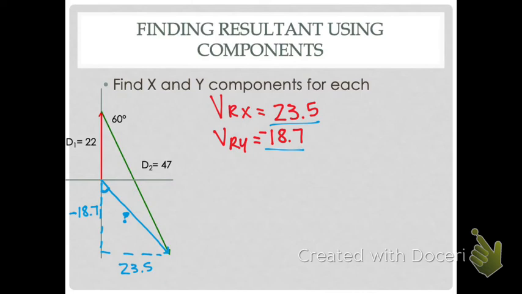Just use regular 18. So in my calculator to do Pythagorean theorem, I just go second square root of 18.7 squared plus 23.5 squared, and I get 30.03 kilometers. And then I need to find an angle. Okay, I'm going to choose that angle, right? I always find the angle at the origin. So I'd go second tangent of opposite divided by adjacent.